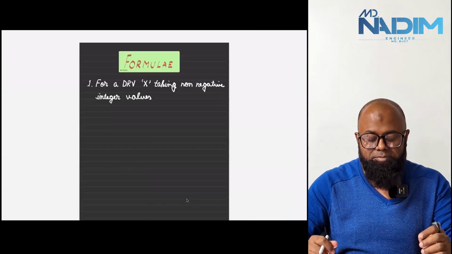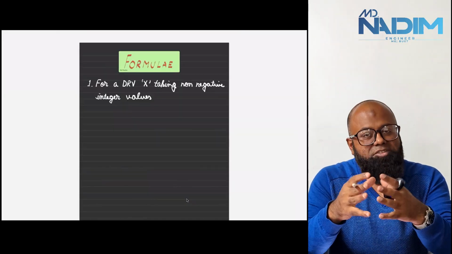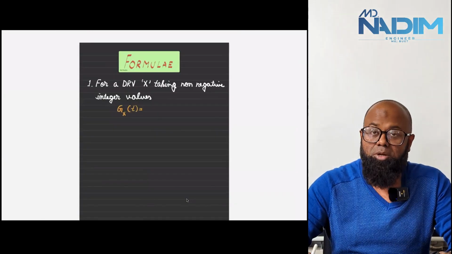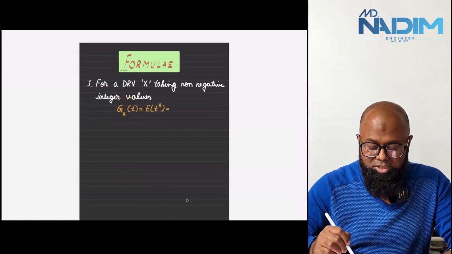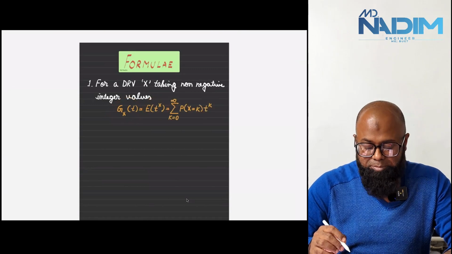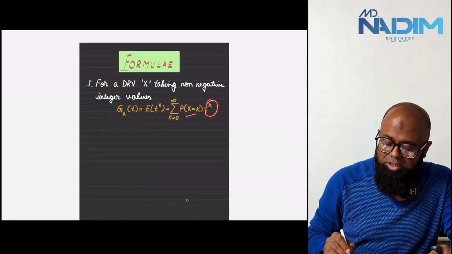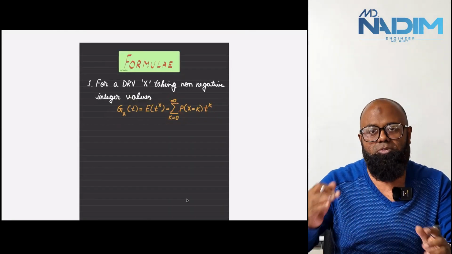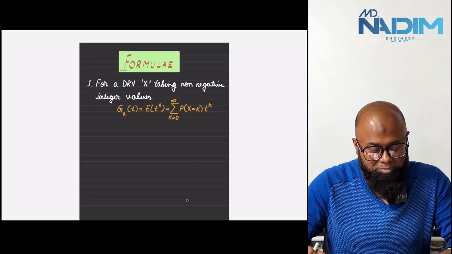Next one is formulae. Which formulae should we cover? For a discrete random variable X taking non-negative integer values, this is the probability generating function: G_X(t) is equal to E of t to the power X. That means this is actually the sum of t to the power k times the probability P(X = k), from k equal to 0 to infinity. This is the formula with which we will generate the probability generating function.